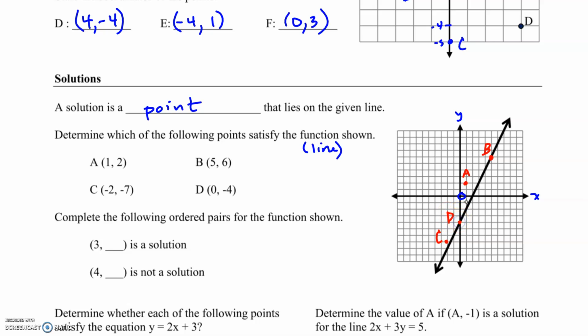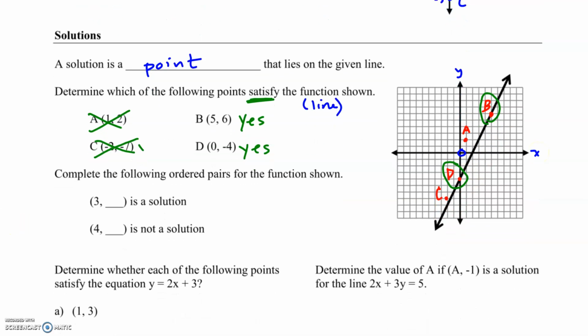So of the 4 points I plotted, we can see that B and D satisfy the function because they are exactly on the line. So we'll say B is yes, satisfies, and D is yes. So A and C are points that do not satisfy because they are not on the line.